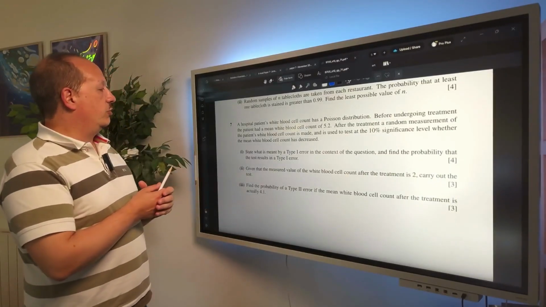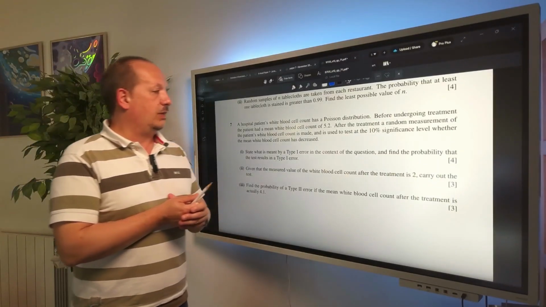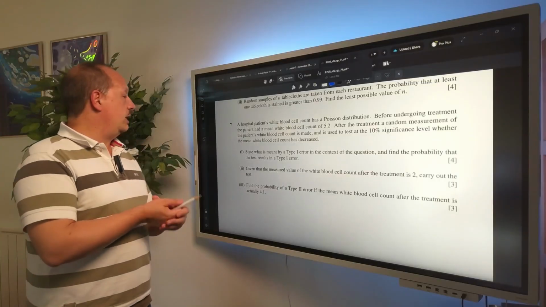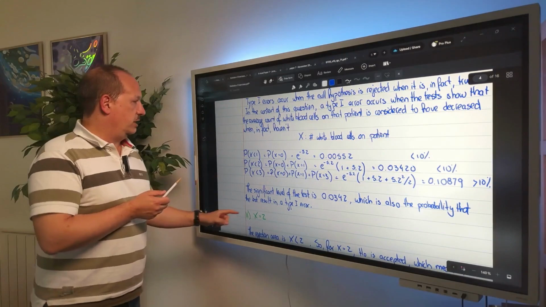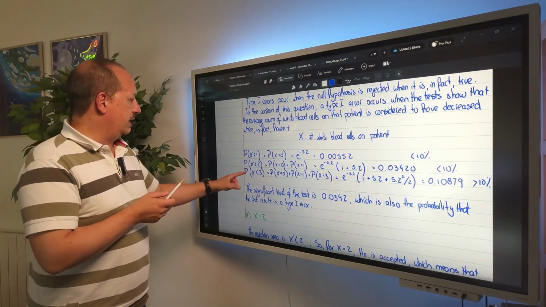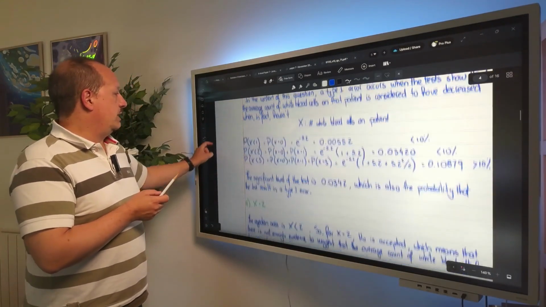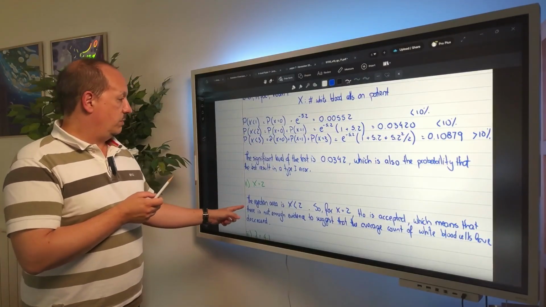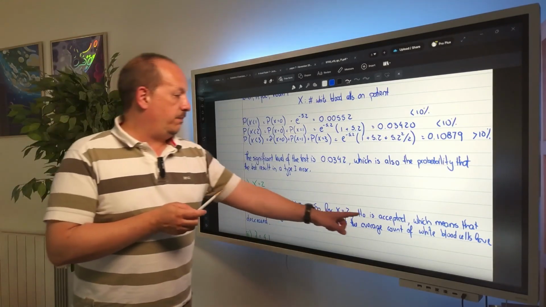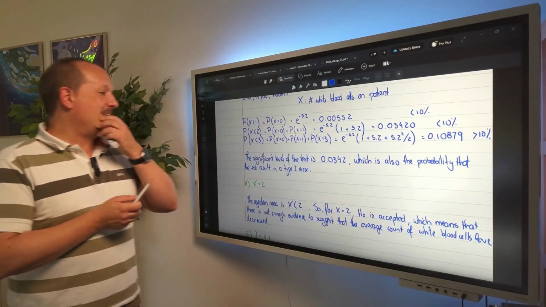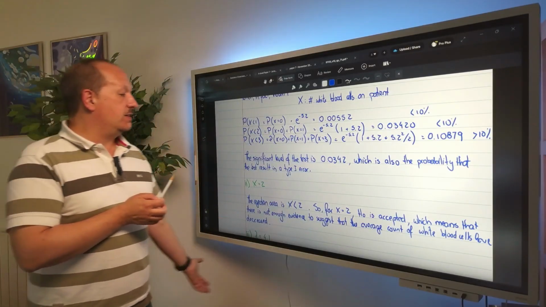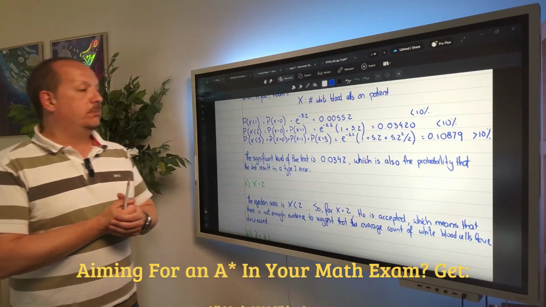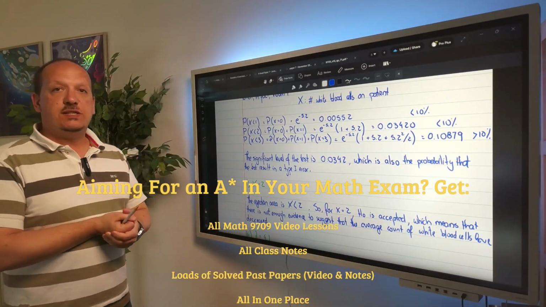Given that the measured value of the white blood cell count after the treatment is 2, carry out the test. So if it is 2, and if the rejection region is when X is smaller than 2, 2 is already out of the rejection region. Okay? This means that there is not enough evidence to suggest that the average count of white blood cells has decreased.